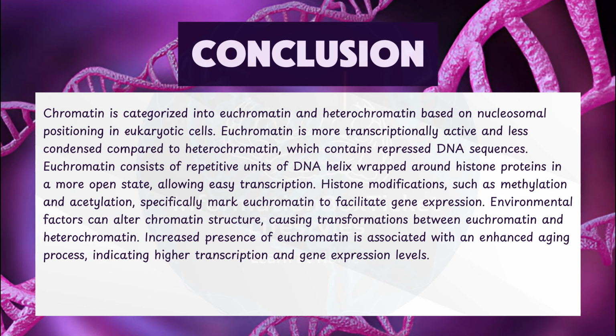Conclusion: chromatin is categorized into euchromatin and heterochromatin based on nucleosomal positioning in eukaryotic cells. Euchromatin is more transcriptionally active and less condensed compared to heterochromatin, which contains repressed DNA sequences. Euchromatin consists of repetitive units of DNA helix wrapped around histone proteins in a more open state, allowing easy transcription. Histone modifications, such as methylation and acetylation, specifically mark euchromatin to facilitate gene expression.